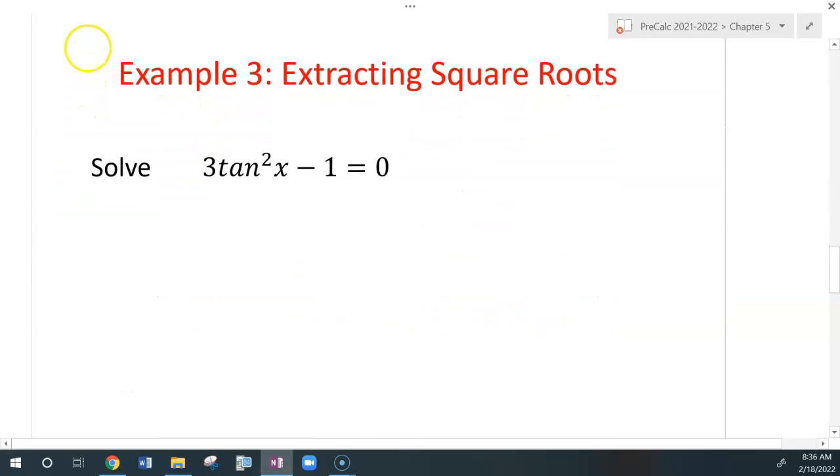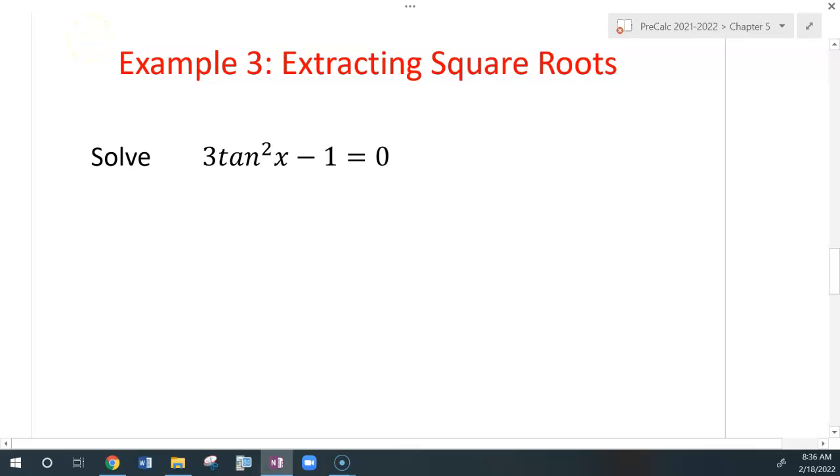All right, here's one where I'm starting to get some quadratics in here. Look at that, I've got a tangent squared. So I'm going to have to take a square root when I'm done. So isolate your tangent squared term. Just pretend that that's like an x squared. The first thing I'm going to do when isolating is add 1 to both sides. So I get 3 times tangent squared of x equals 1. And then the next thing I'm going to do is divide by 3. So tangent squared of x equals 1/3.